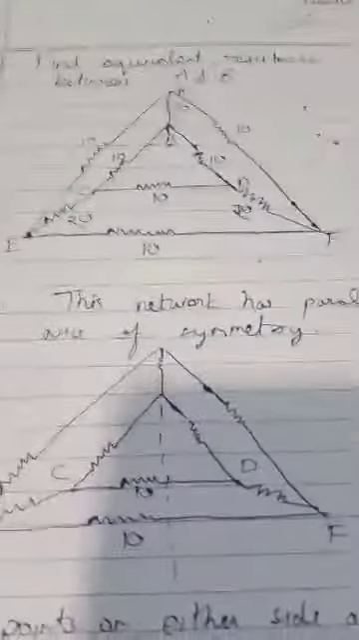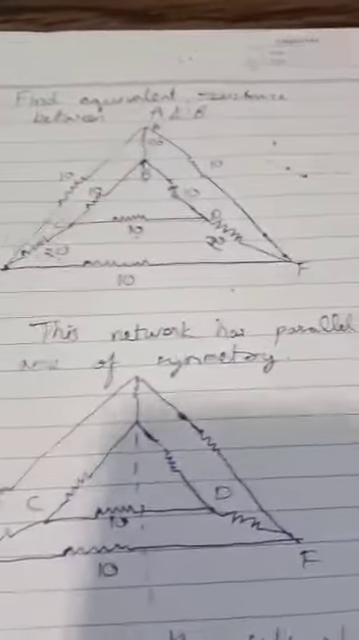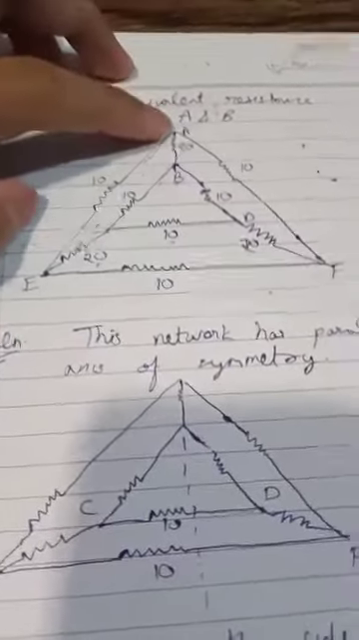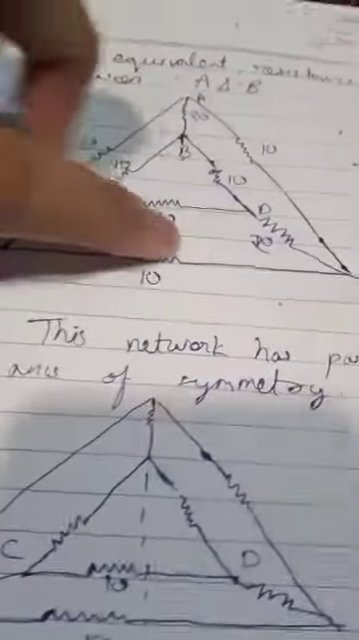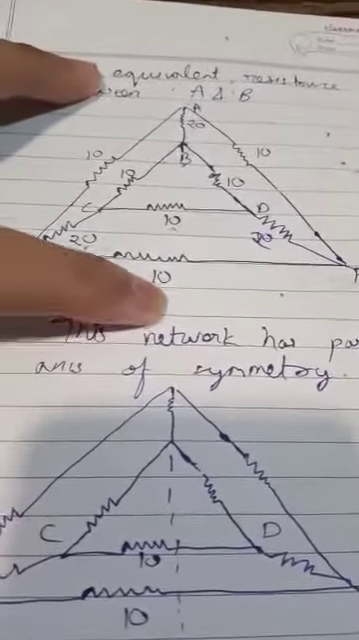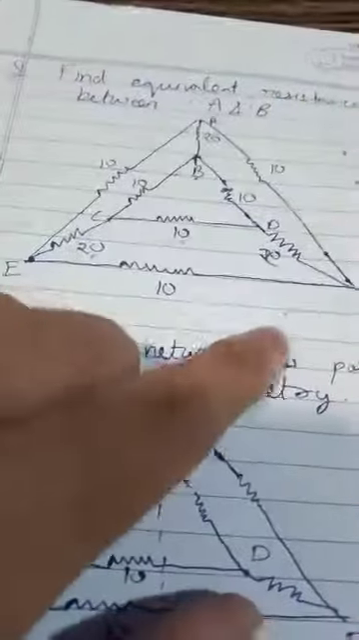So in this video we have to find the equivalent resistance between point A and B. This is point A, this is point B. These are two networks connected together. This 10, 10, 10 and this 10, 10, 10, these two delta networks are connected together with resistances 20 ohm, 20 ohm and 20 ohm.